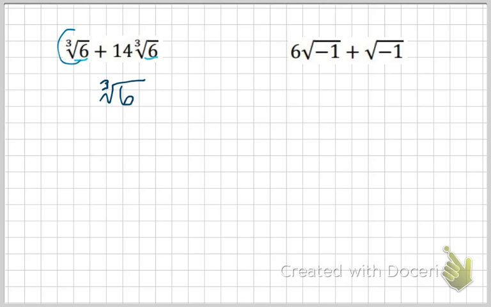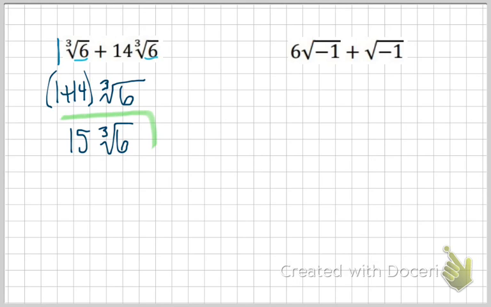This first number here has a 1. So what we're going to do is we're going to combine the 1 with the 14, which will give us a 15 cube root of 6, and that is how we would write our simplified answer.